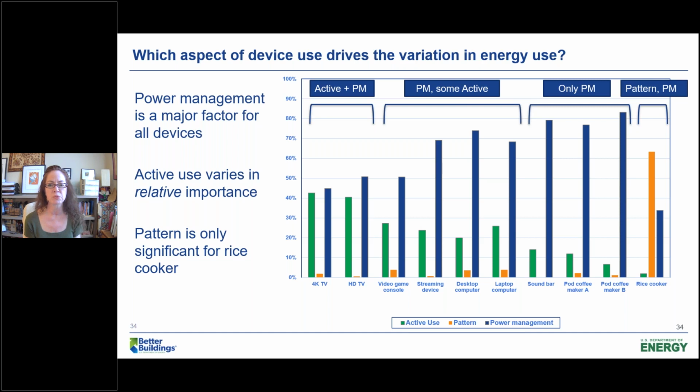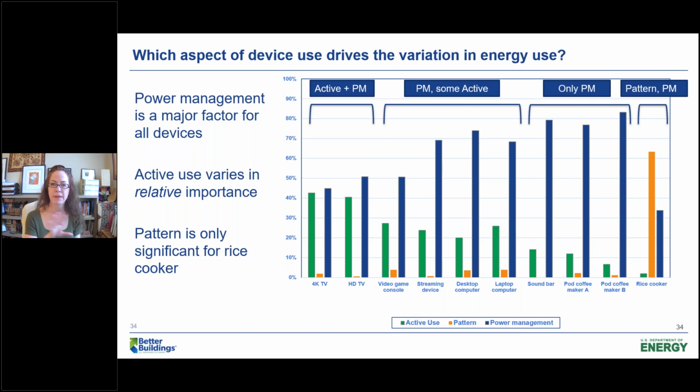So look at that first group, those 2 televisions. Those are a little unusual in that, in addition to having power management be very important, active use is almost as important. Compare that to the second group, where active use is much less important than the power management. And then that third group of soundbar and pod coffee maker, where only power management is significant, and even though there's a little bit of active use there, it's not actually statistically significant.